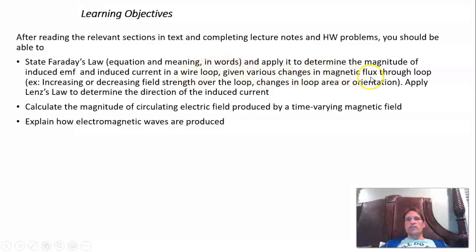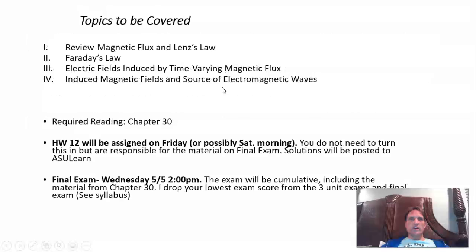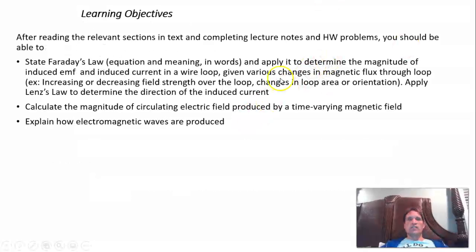So if you're given various changes in flux, like if the area changes or the magnetic field strength changes, you should be able to calculate the change in flux, use that to get the EMF from Faraday's law, and then divide by R to get the current. Okay. Now to get the direction, you should be able to use Lenz's law to get the direction of the currents. You should be able to calculate the magnitude of the circulating electric field produced by the time-varying magnetic field. And you should be able to explain how electromagnetic waves are produced.